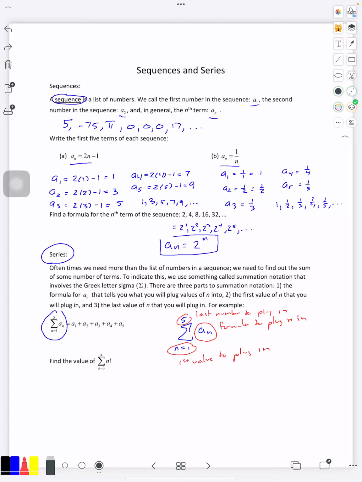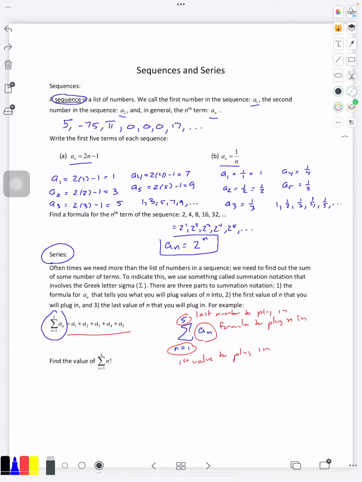So in this problem here, as we can see, this summation from n equals 1 to 5 of A_n means it's A_1 plus A_2 plus A_3 plus A_4 plus A_5. We add up those 5 terms, and that is the value of the series. Now again, I could spend a whole lot of time talking about series. We're just doing the bare minimum right now, just to understand the ideas of what we're talking about.